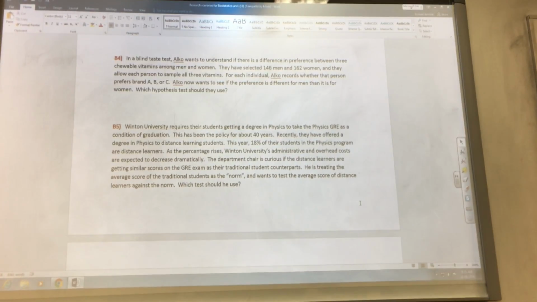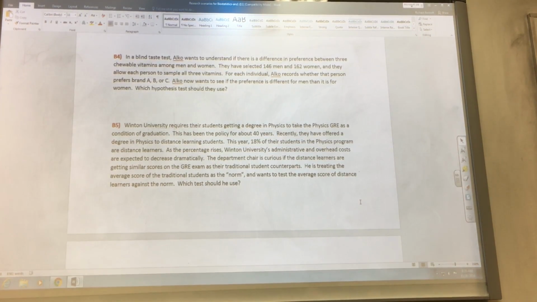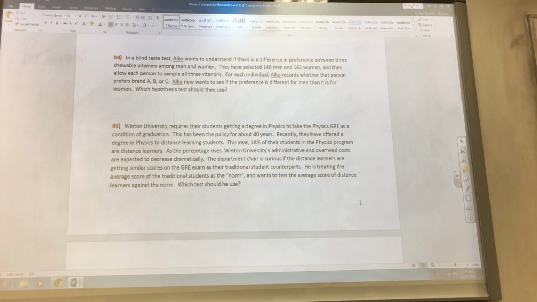So I'm just going to make up a p-value and then say, if the p-value is this, what would you conclude? And I think that will be, hopefully we can do that.